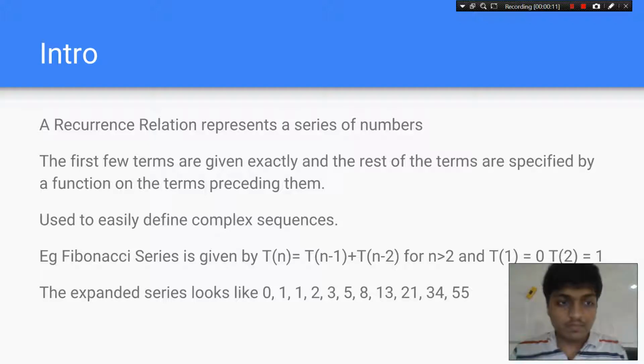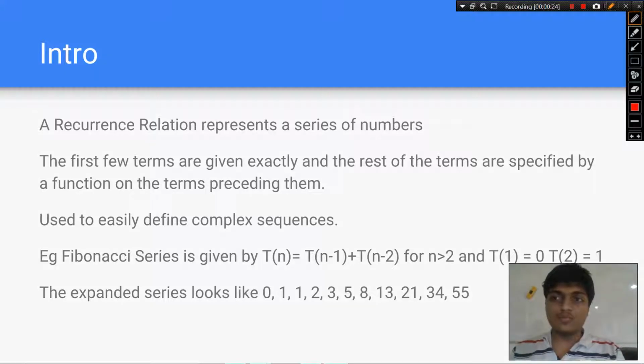So basically recurrence relations represent a series of numbers, and here the first few terms in the series are given explicitly and the rest of the terms are specified by a function on the terms preceding them. So recurrence relations are commonly used to define very complex series very simply in terms of a simple formula. Okay, so an example of recurrence relations is the Fibonacci series, which you may be familiar with.